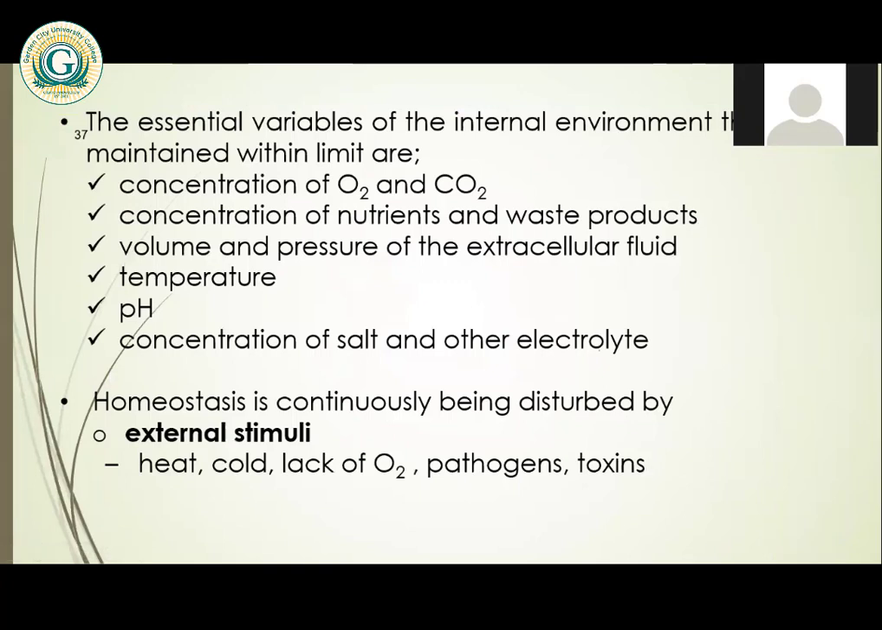So we have essential variables in a system that need to be maintained within limits. Examples: concentration of oxygen, concentration of carbon dioxide, or in the blood, concentration of nutrients, concentration of waste products in the blood, tissues, and organs, and the volume and pressures of the extracellular fluid. The common one that we will talk about is the volume of blood and blood pressure. All these parameters need to be maintained: temperature, pH, and concentration of electrolytes, sodium, potassium, magnesium, bicarbonate, phosphate. All these are supposed to be maintained at their normal levels.